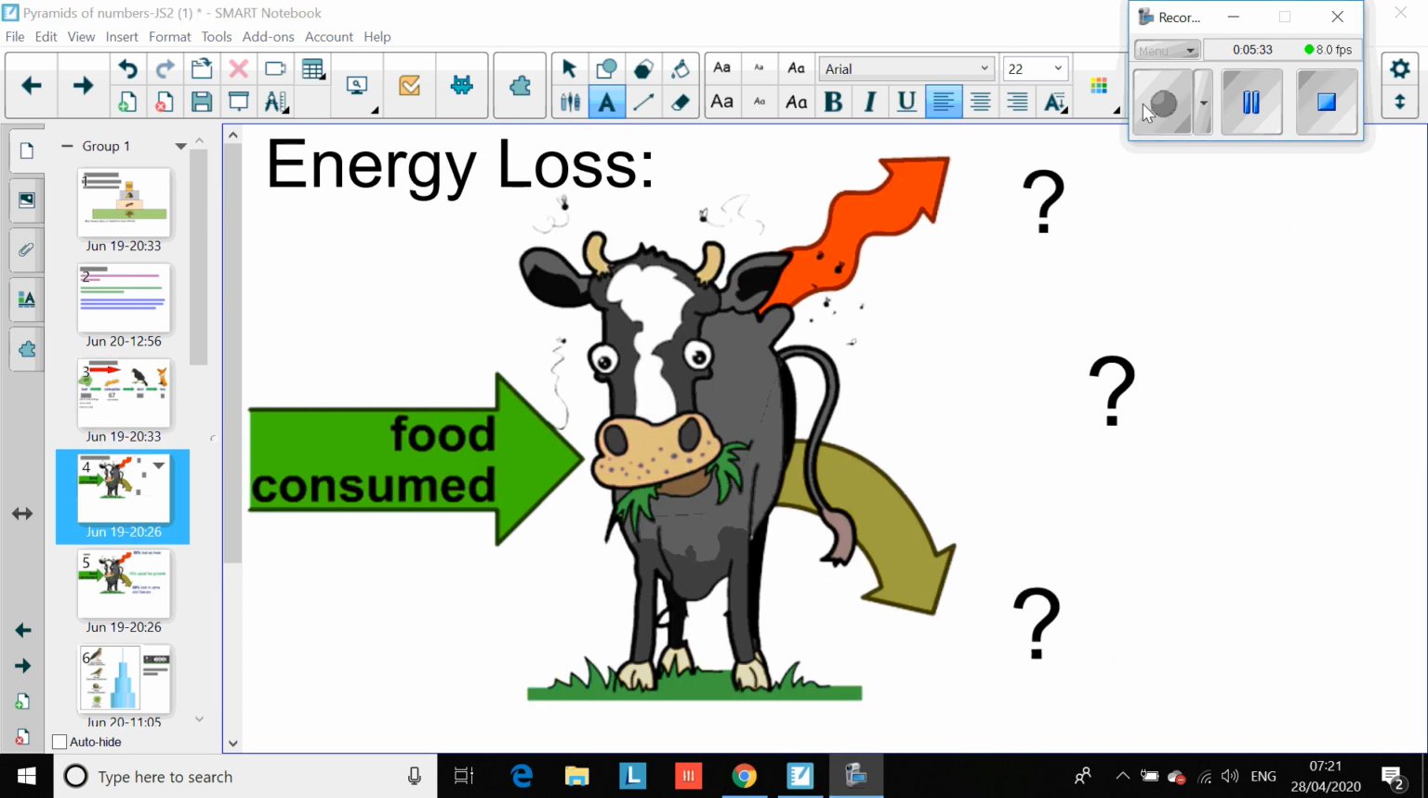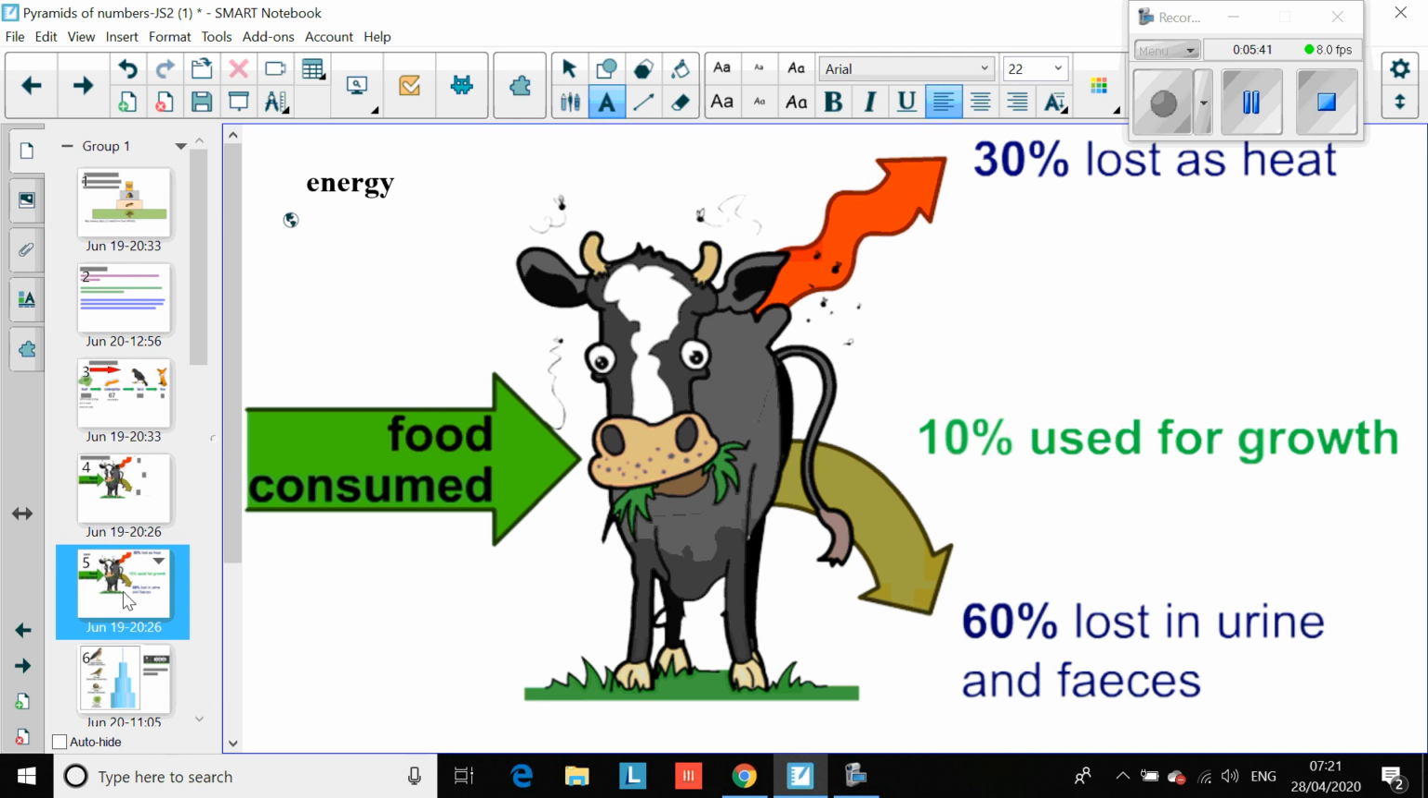Okay, so just another quick example for you. Let's just say a cow is eating grass. How is some of that energy used? So a lot of it is lost as heat, 10% of it used for growth, and 60% lost in urine and feces. Okay, so that means if we add it up, 60% is lost as feces and urine.